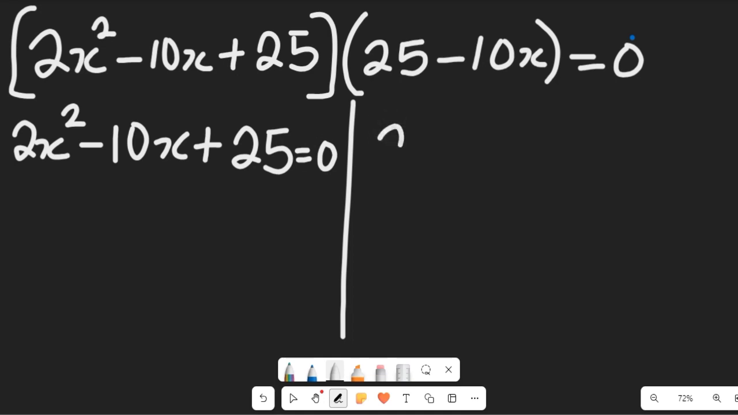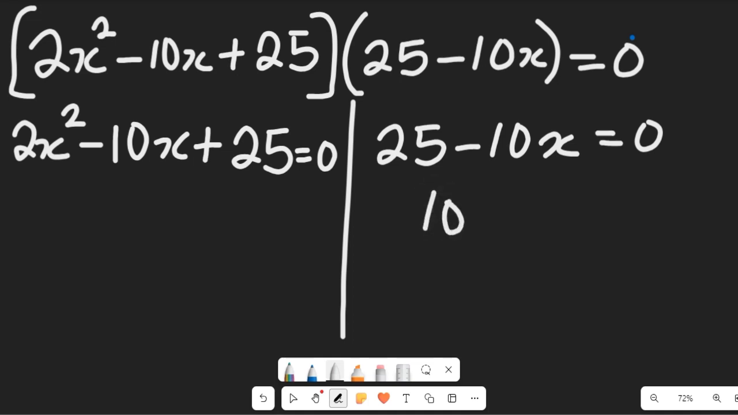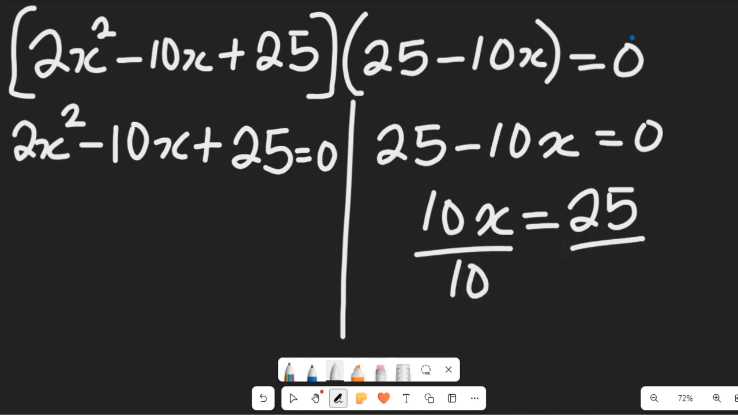And then we can have 25 minus 10x equal to 0. We can simplify this. If we take minus 10x to the other side, 10x equals 25, right? So if we divide here by 10 and divide here by 10, what do we have?